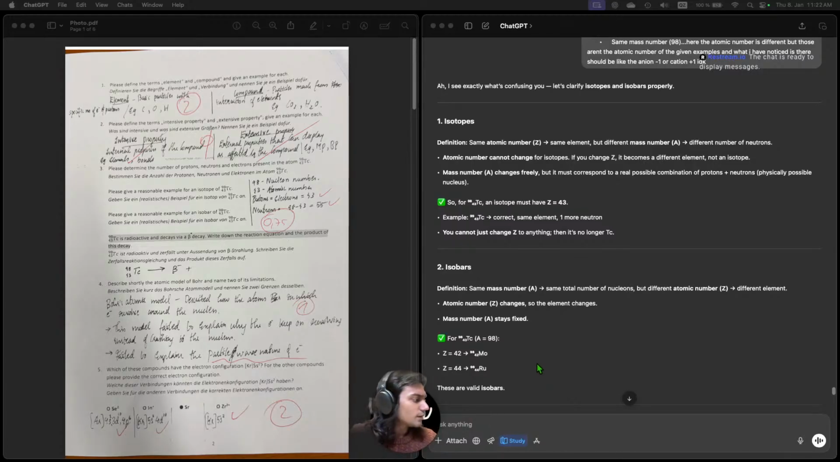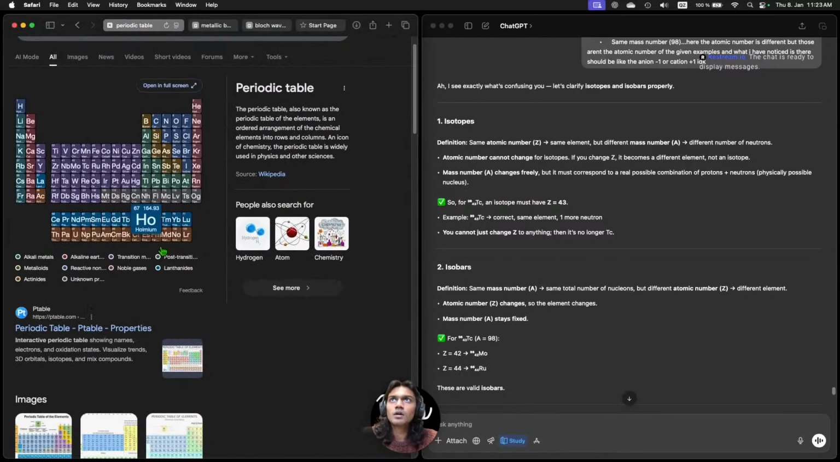Let me see that example. Looks like I did not get an example for that. Molybdenum. Mm-hmm.